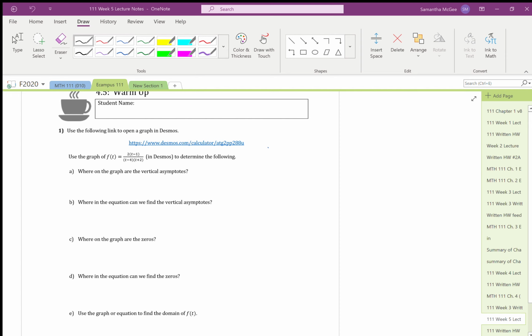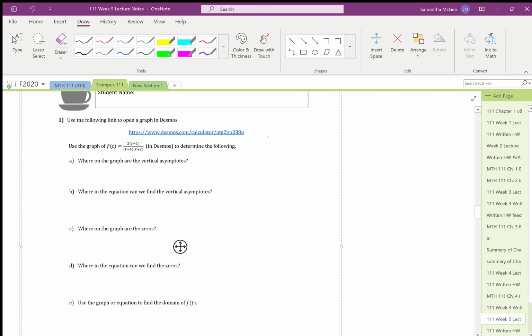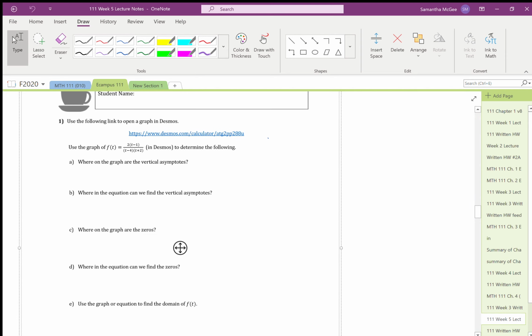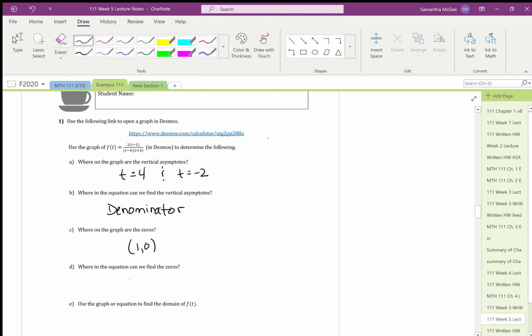So, in filling out the 4.5 warm-up, we saw that the vertical asymptotes were at t equals 4 and t equals -2, and that's related to the denominator. The 0 was at (1, 0), and that was related to the numerator of our equation.